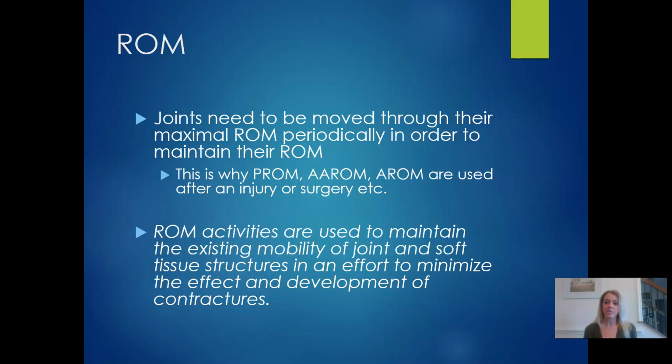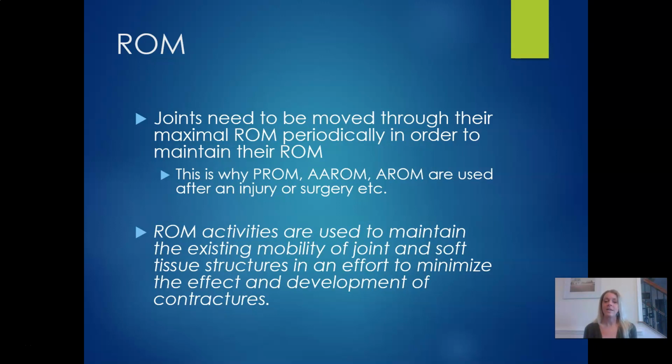With range of motion, we're talking about moving joints or muscles, joints moving through their maximum range of motion. We need to do this periodically in order to maintain range of motion. And this is the main reason we use passive, active assisted, and active range of motion after injuries, surgeries, trauma, anything like that. Joints are going to tighten up. We talked about in modalities the arthrogenic muscle inhibition with swelling. So anytime there's anything going on with a joint, we're most likely going to see some loss of motion.